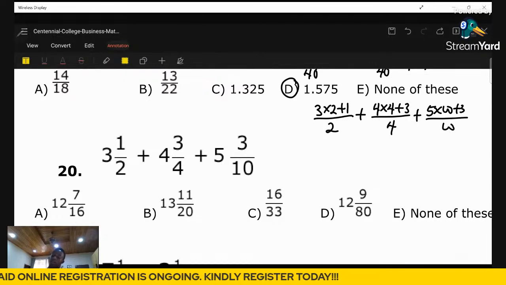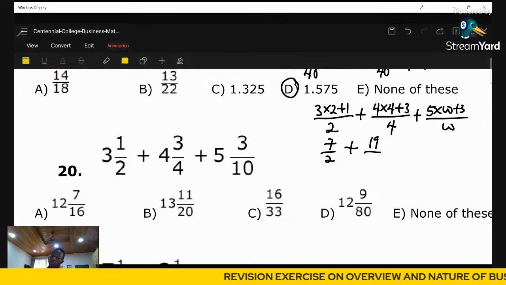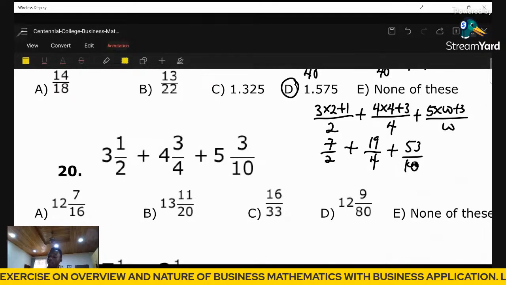So at the end of the day, 3 multiplying 2, you are getting 6. So 6 plus 1, you're getting 7 out of 2. And then we are getting 19 out of 4. And then we are getting 53 out of 10.